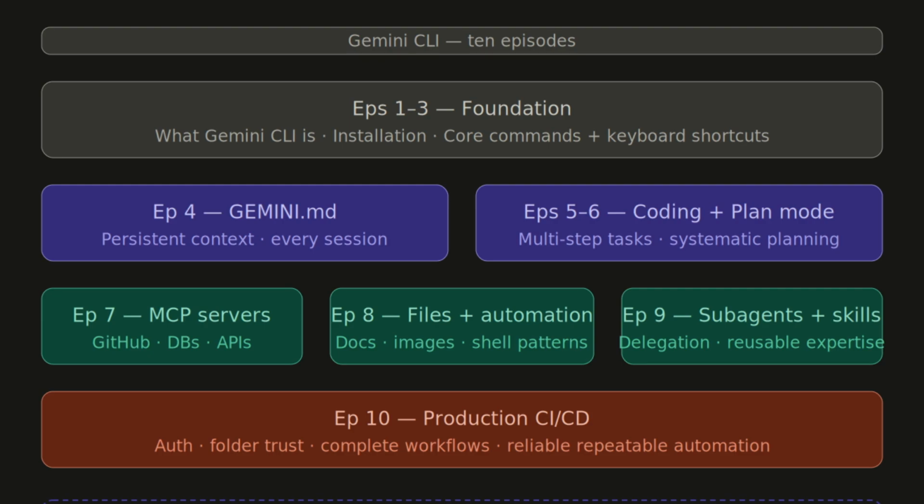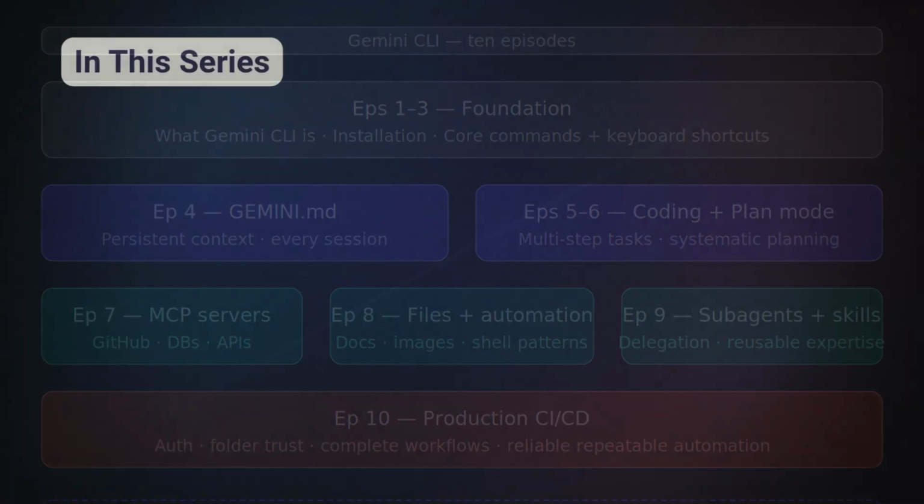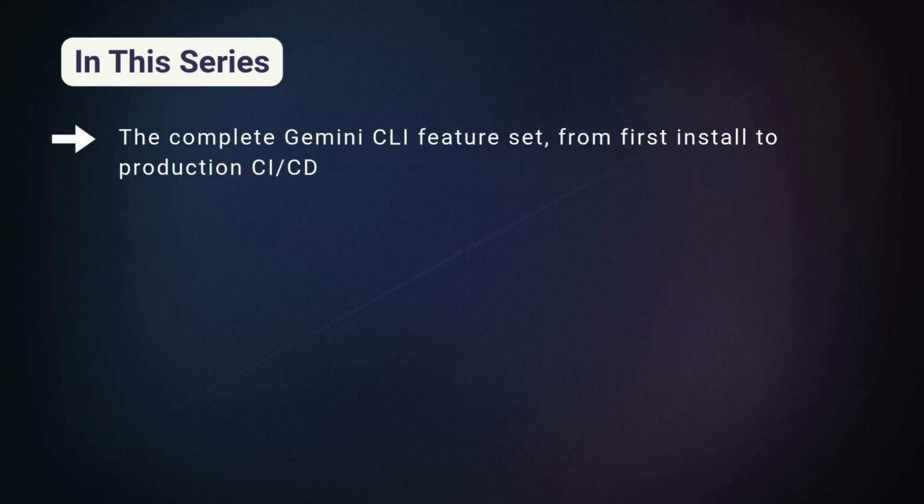The through line across all 10 episodes is the same idea. Gemini CLI is a programmable AI layer you can attach to any part of your development workflow. The features compound. MCP plus skills plus headless mode is more powerful than any of them alone. So that's the series, 10 episodes, the complete Gemini CLI feature set from first install to production CI/CD.